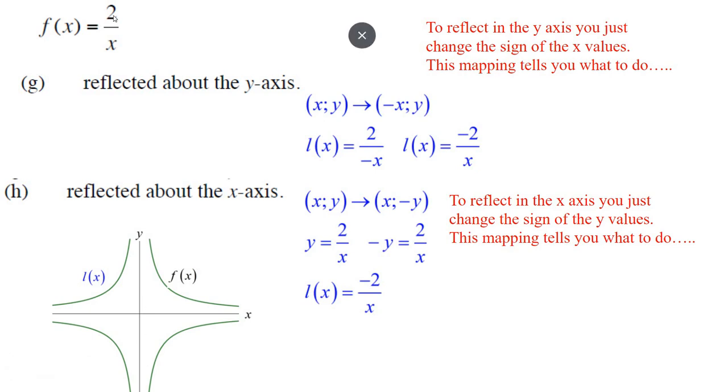Now, if this was like 2 over x minus 3 plus 5, you'd do the same thing, but your answers would get a little bit more complicated. But you'd do exactly the same thing.